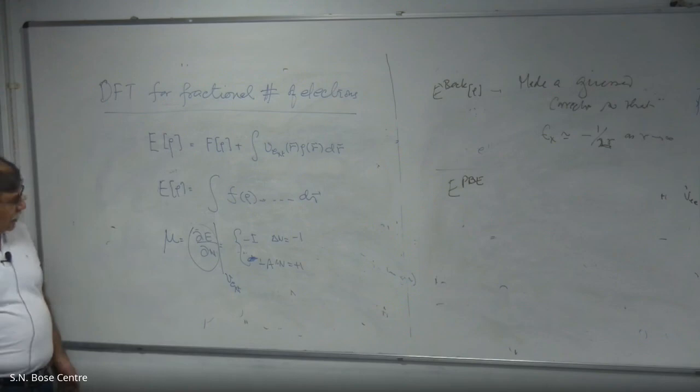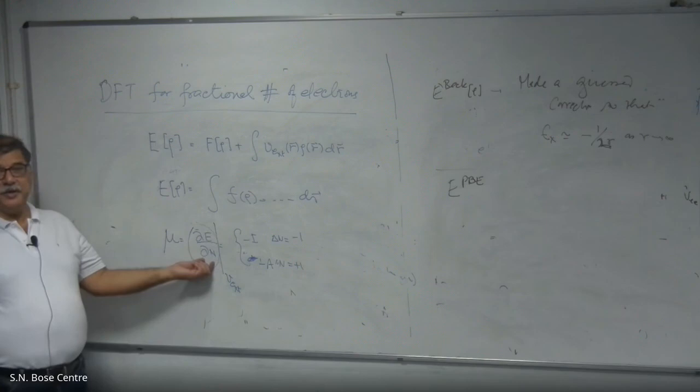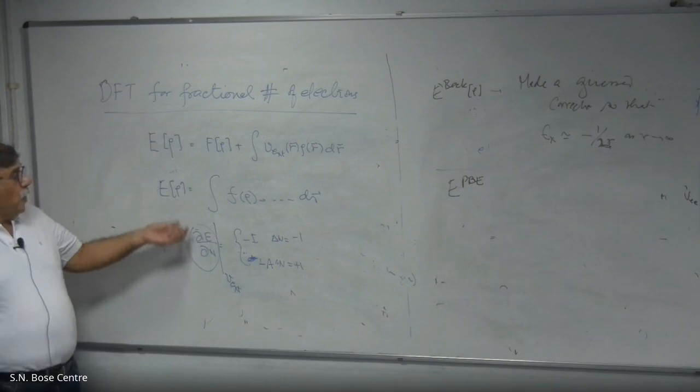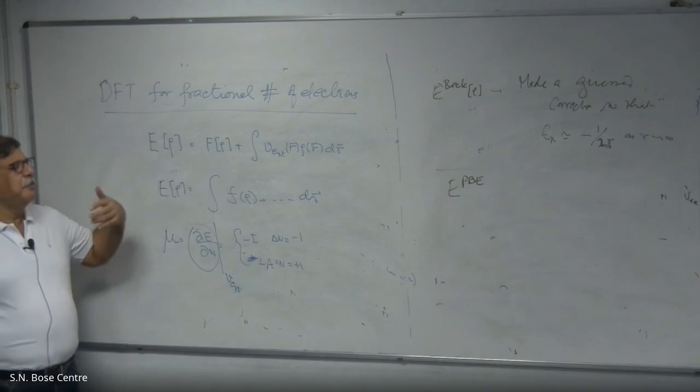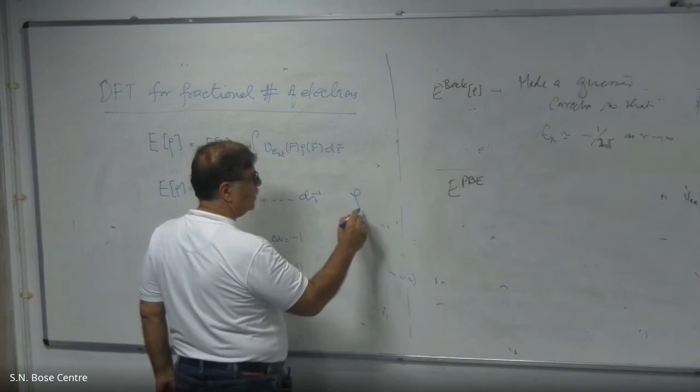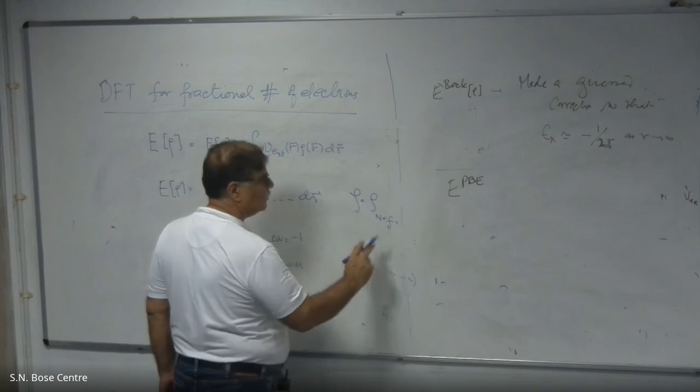Can we do that? This is fine, this is a finite difference. But can I really take this definition of the derivative? As far as this functional is concerned, it is blind to what density you put here. Suppose I put a density corresponding to N plus some fractional number of electrons. What answer do I get?